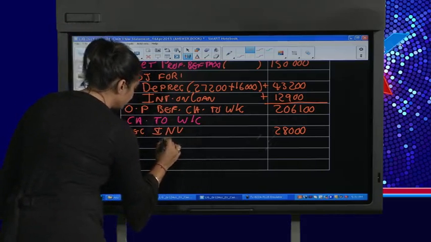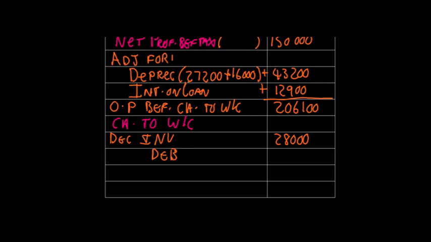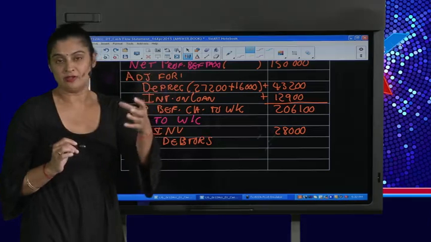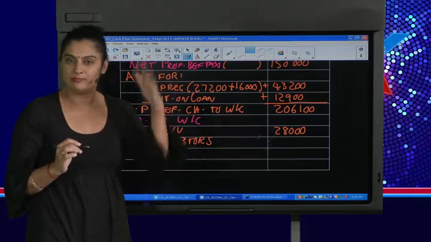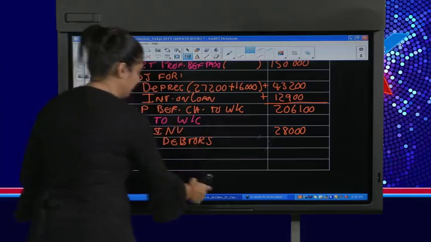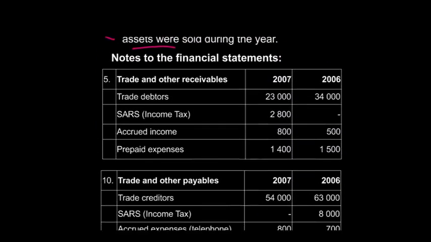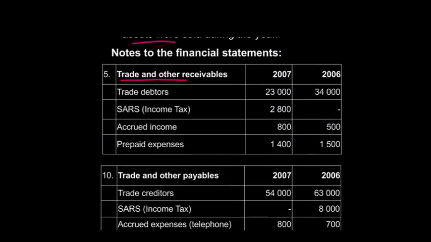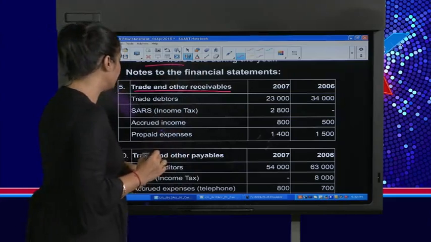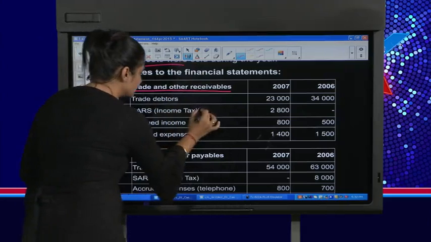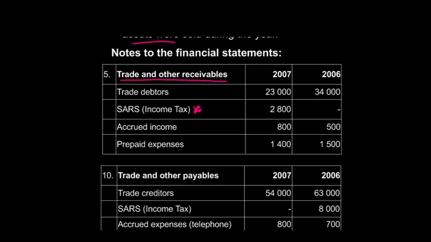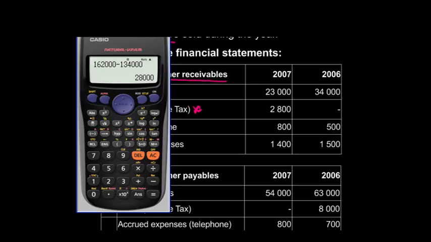The next item we're looking at is your debtors or your trade and other receivable. And under your debtors, for this calculation, we're now going to look at the balance sheet, the note, trade and other receivable. So let's now go to our note. Right, it should be further down, there we go. Right, my note, trade and other receivable. In this calculation, I'm including all the items that fall under trade and other receivable except for SARS income tax. So this amount, SARS income tax, I'm going to leave out from my calculation. Right, so we're going to start off with 2006 first. Let's get the calculator out.